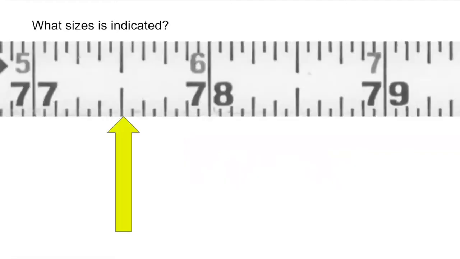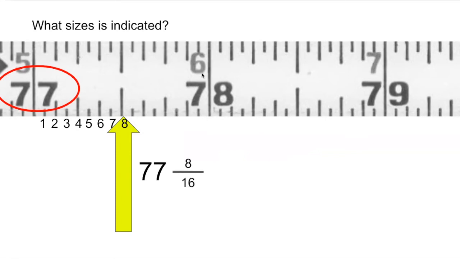All right, let's take a look at another one here. What size is indicated? Well, if we take a look, first thing we want to do is locate that whole number. This time it's 77 inches. So we're going to go ahead and write that down, 77. And now we need to figure out how many ticks over we are, or notches over. So 1, 2, 3, 4, 5, 6, 7, 8. We are 8. And our bottom number of the fraction is going to be 16. If you're unsure, you could continue counting all the way down to the whole number, 16. So 77 8/16.